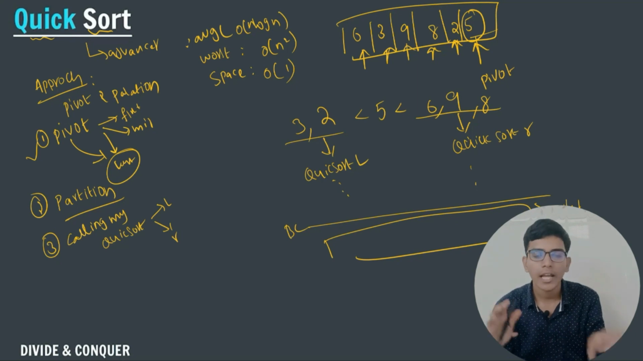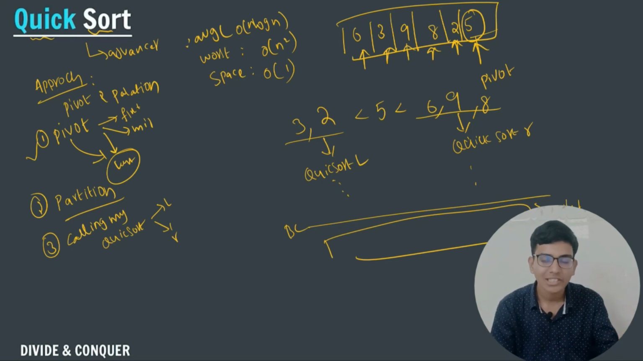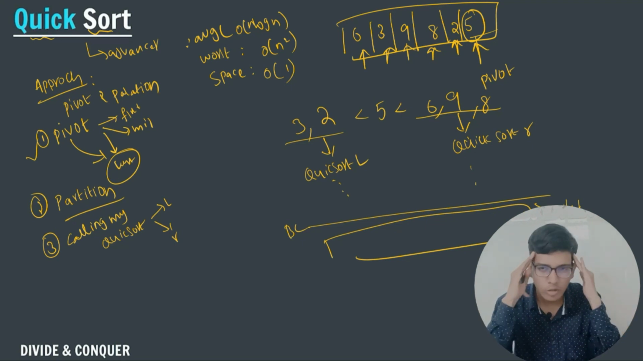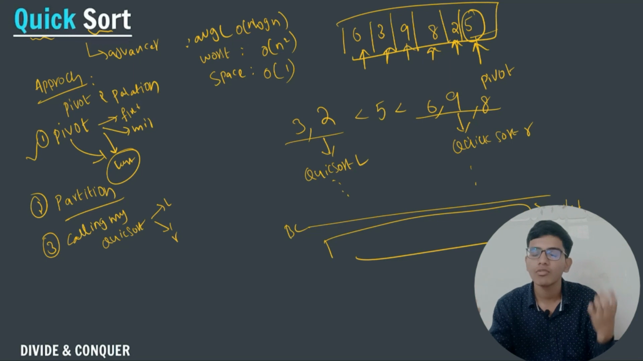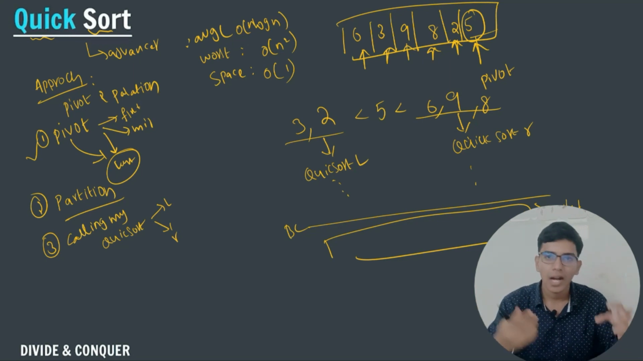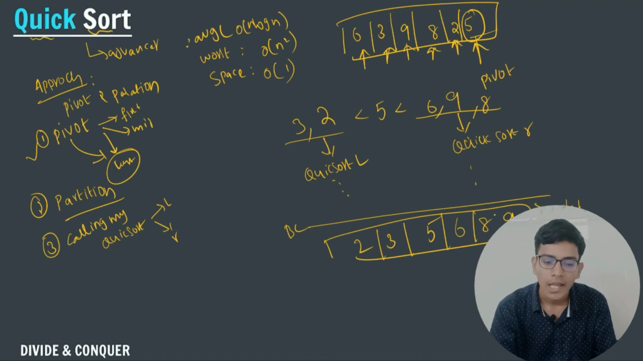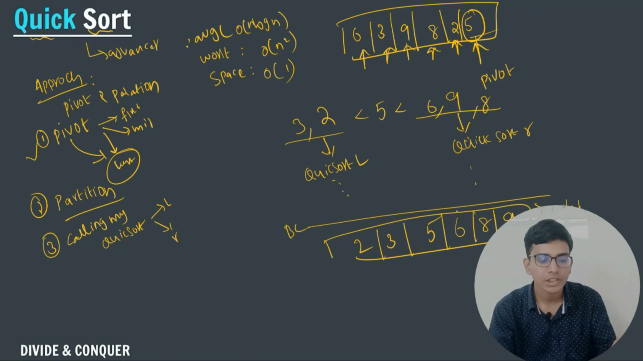After doing partition, the third step will be calling quick sort for my left part and calling quick sort for my right part. By calling quick sort, you just have to believe that my recursion will give me the sorted left part and right part. So after calling, the final array looks like this. That is 2 3 5. After that 6 8 9. So this will become my sorted array, and this is how we'll apply quick sort to the given array.